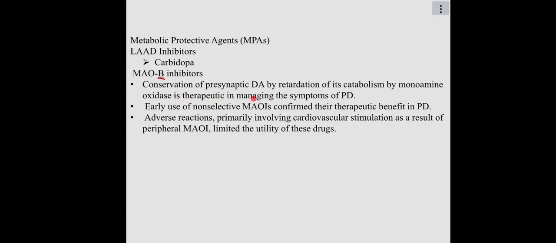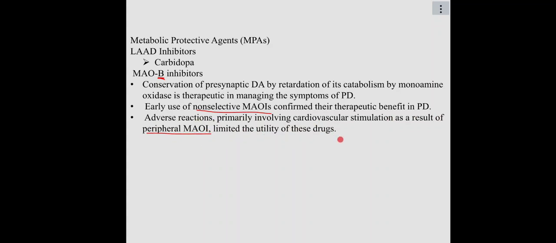So conservation of the presynaptic dopamine by retardation of its catabolism by monoamine oxidase is therapeutic in managing the symptoms of PD. Again, remember, we're just managing symptoms. Early use of non-selective monoamine oxidase inhibitors confirmed their therapeutic benefit in PD. But of course, because these are non-selective, they had a lot of toxicity because they will go for all the monoamine oxidases. Adverse reaction primarily involving cardiovascular stimulation as a result of peripheral monoamine oxidase inhibition limited the utility of this drug.